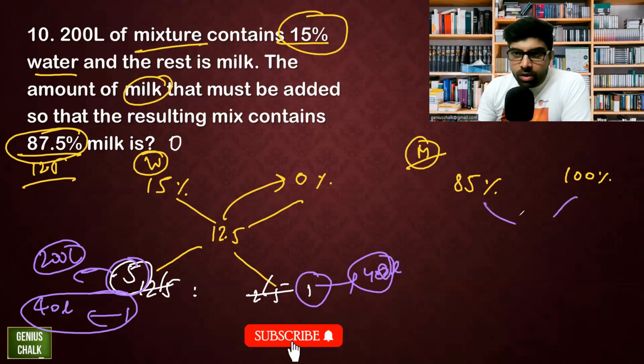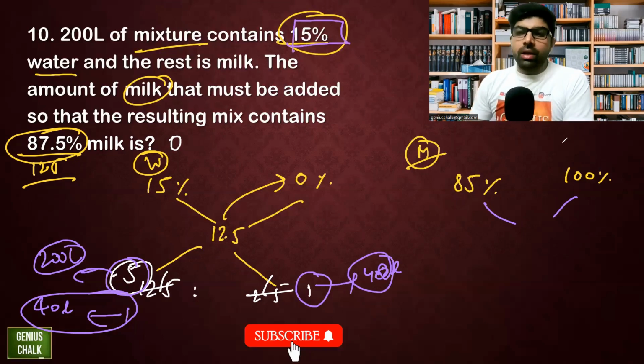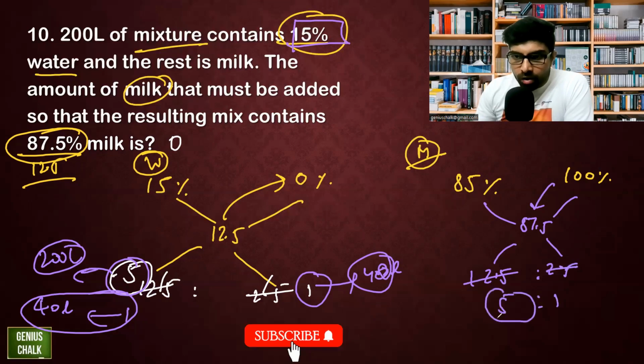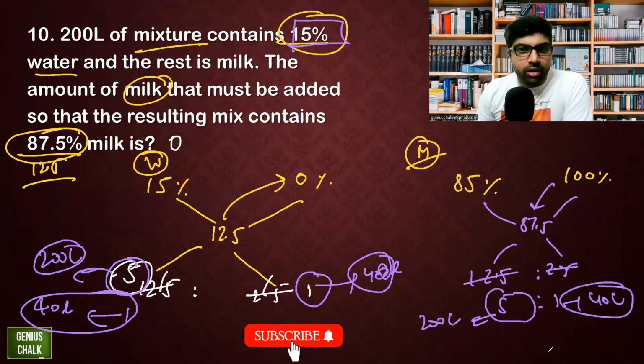Now if you solve the same question using milk, first it will be 85% milk, then 100% you are adding milk. So what is the resulting one? 87.5 milk. So what is the ratio? 12.5. And what is the ratio? 2.5. You can see the ratio is again 5:1, where 5 is the actual quantity, 200 liter. So 1 value will be 50 liters. Right? So this method is far more easy.